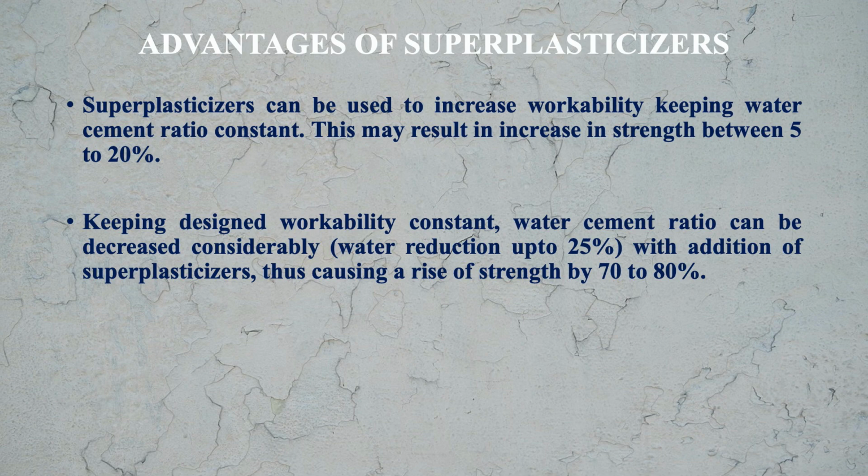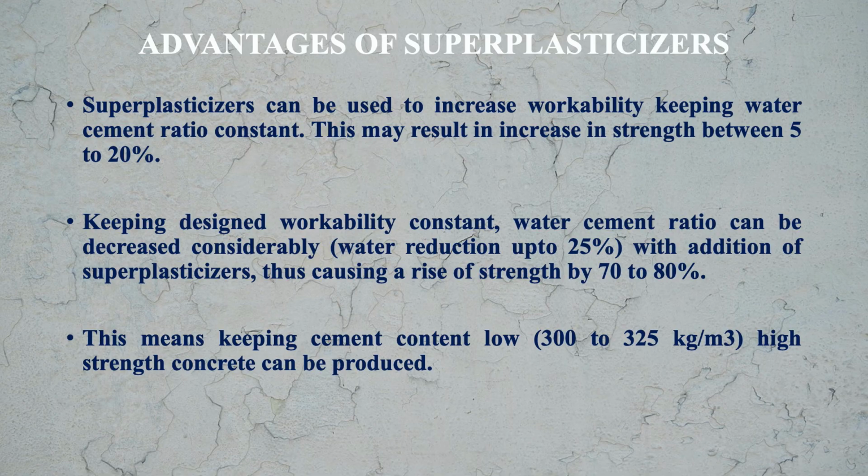Keeping designed workability constant, water cement ratio can be decreased considerably, and you can achieve reduction in water up to 25% with addition of the superplasticizers, thus causing a rise of strength by 70 to 80%. So this is an advantage. This means keeping cement content low, that is 300 to 325 kg per meter cube, high strength concrete can be produced. This is the advantage of using the superplasticizers.